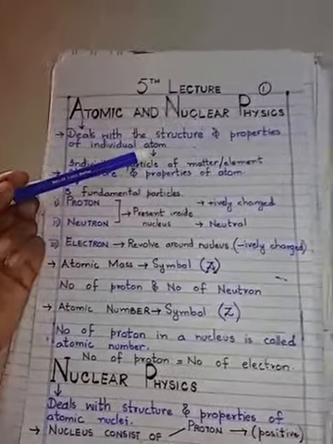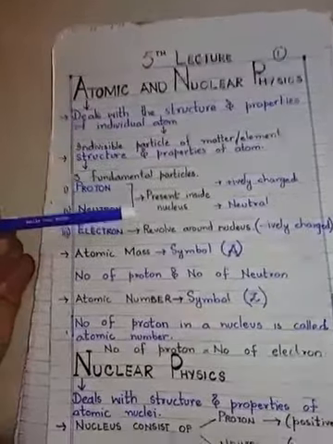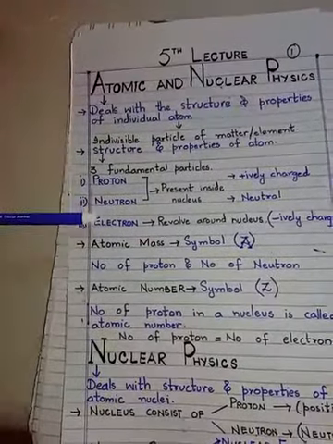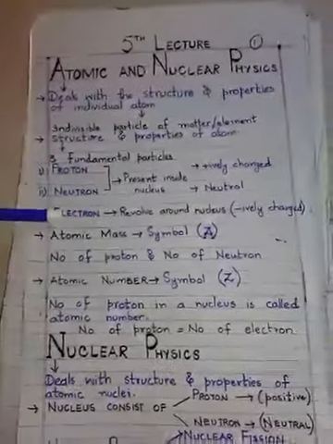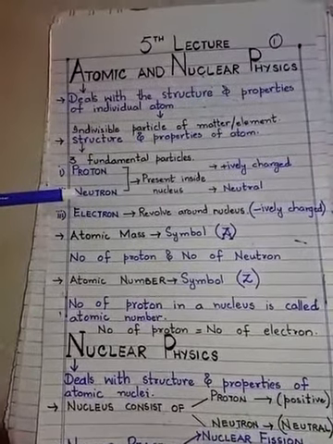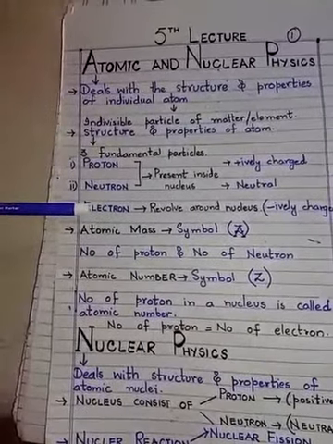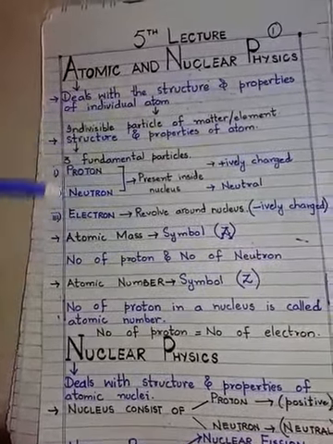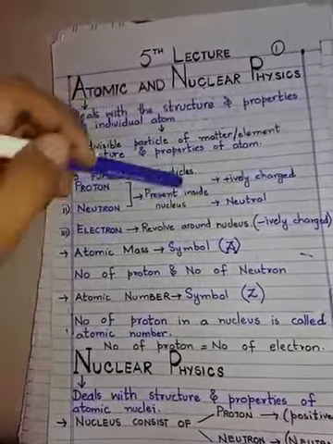As you know, girls, an atom consists of three fundamental particles. The first one is known as proton, the second fundamental particle is known as neutron, and the third fundamental particle is known as electron. The protons and neutrons are present inside the nucleus of an atom, while electrons are also fundamental particles of the atom, but electrons always revolve around the nucleus.